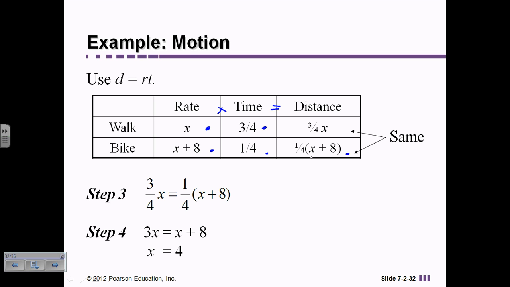Now we know the distance to work is the same whether he bikes to work or walks to work. So we know that these two numbers on the end are equal to each other, and that's what we've done here, is set them equal to each other.